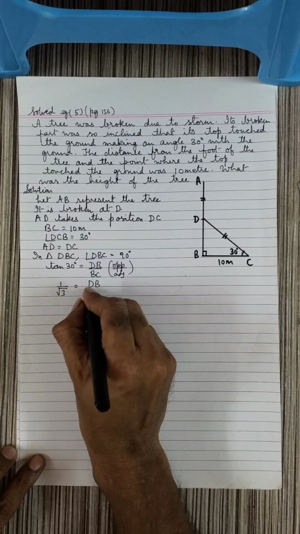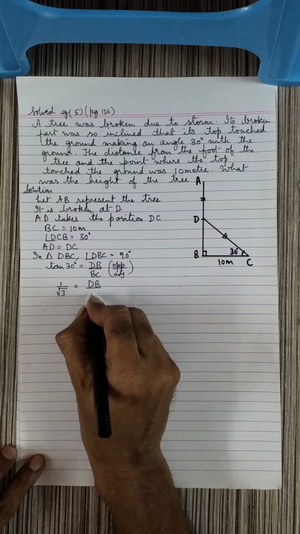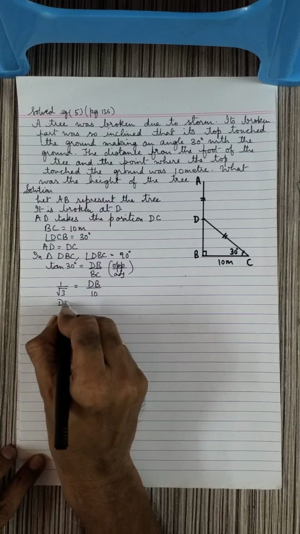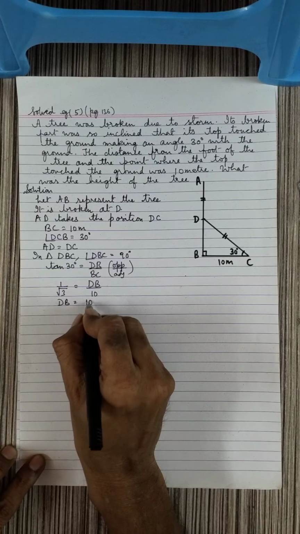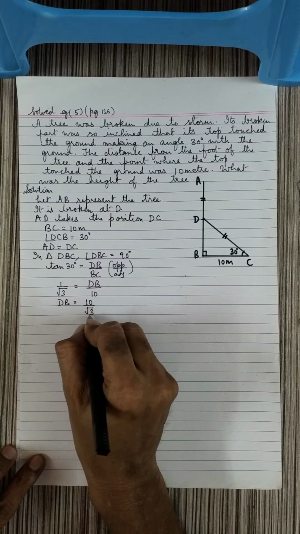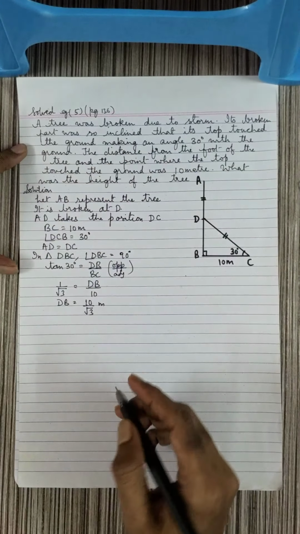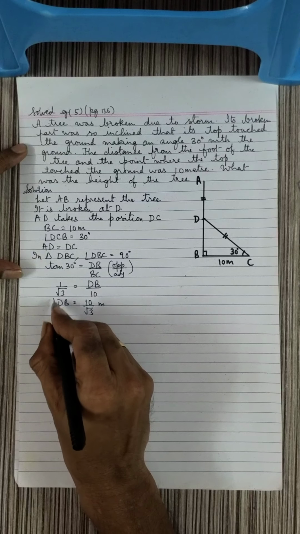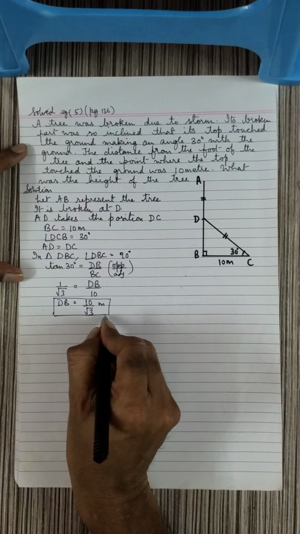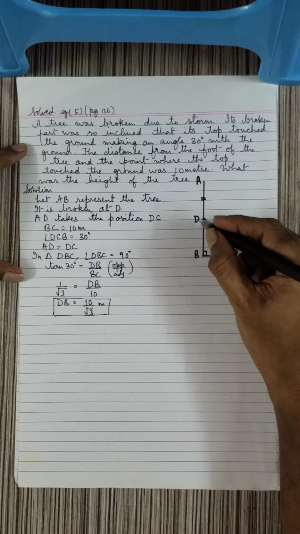DB we don't know, and BC is 10. So DB is equal to 10 upon root 3, where 10 goes up. So 10 upon root 3 meters. So we got DB.